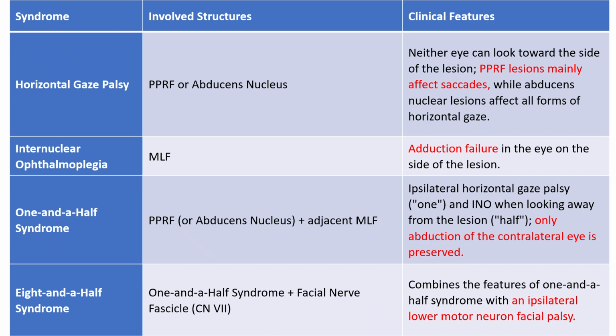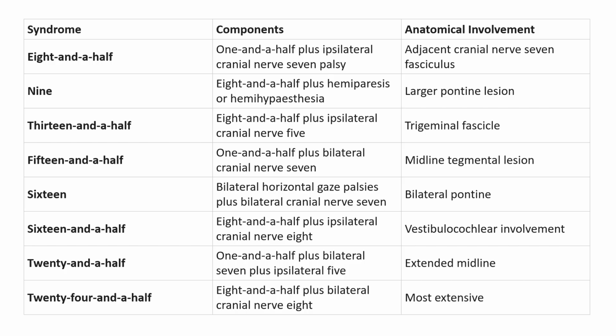Coming to eight-and-a-half syndrome: 1.5 plus ipsilateral cranial nerve palsy, where the adjacent seventh nerve fasciculus is involved. Nine syndrome: 8.5 plus hemiparesis or hemihypesthesia. The anatomical involvement is a larger pontine lesion. Thirteen-and-a-half syndrome: 8.5 plus ipsilateral cranial nerve 5, that is, the trigeminal fascicle. Fifteen-and-a-half syndrome: 1.5 syndrome with bilateral cranial nerve 7 palsy, that is, a midline tegmental lesion. Sixteen syndrome: bilateral horizontal gaze palsies plus bilateral cranial nerve 7 palsy. The lesion is bilateral pontine.